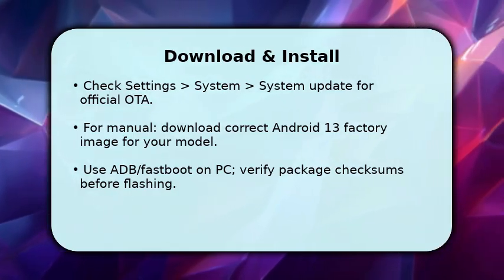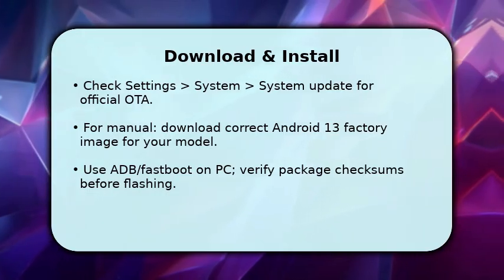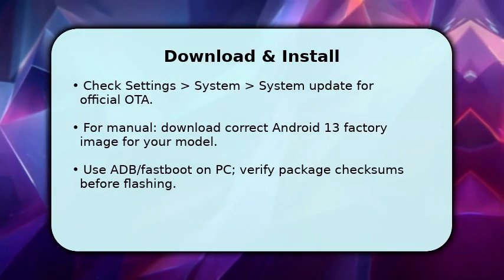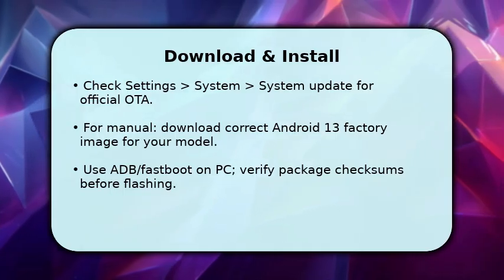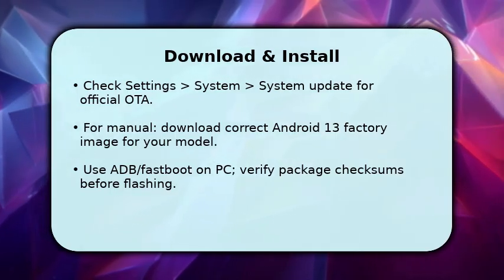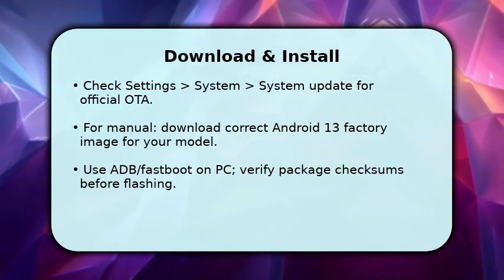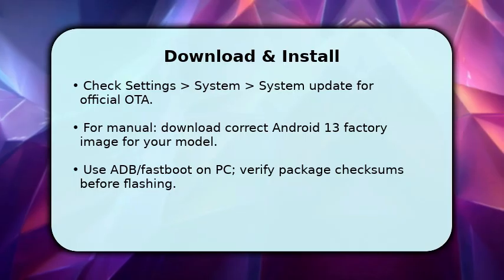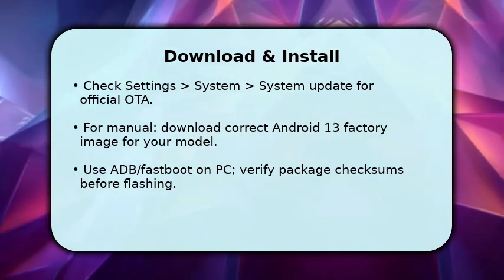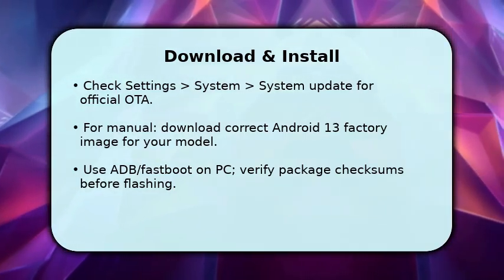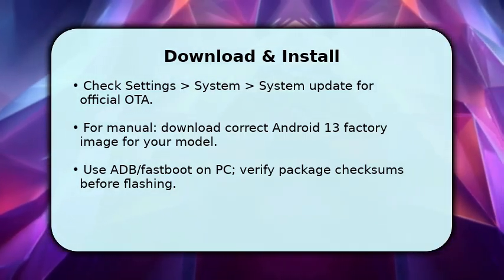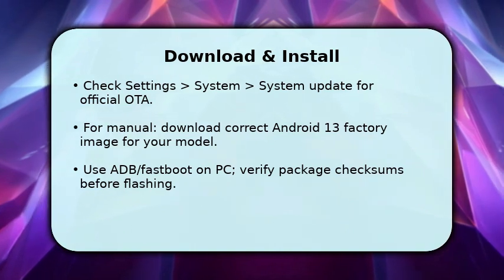If you must install manually, download the exact factory image for your model and check the SHA-256 checksum to avoid corrupt files. On your PC, install platform tools, connect the phone, and use ADB to reboot into bootloader and fastboot to flash the image. Follow the image's README, flash boot, system. When flashing finishes, the phone will reboot into Android 13.